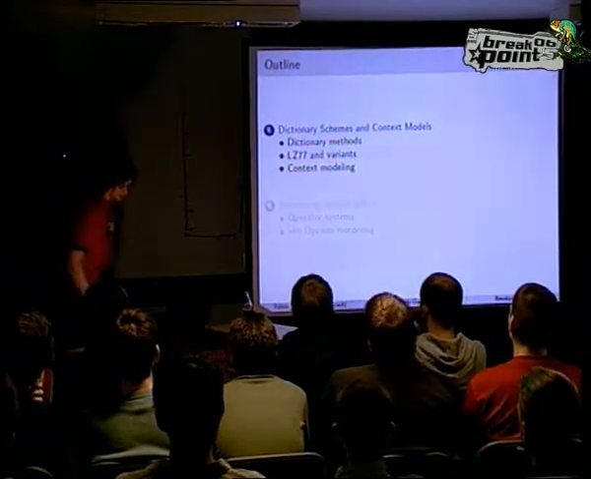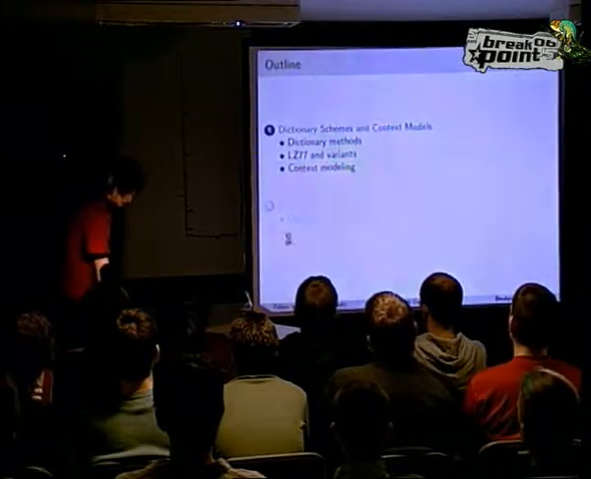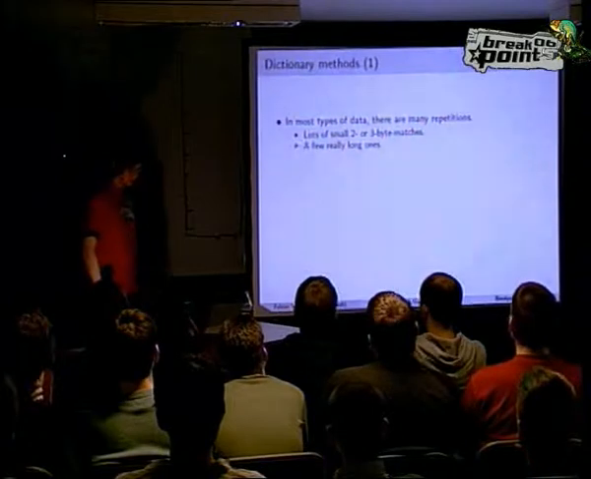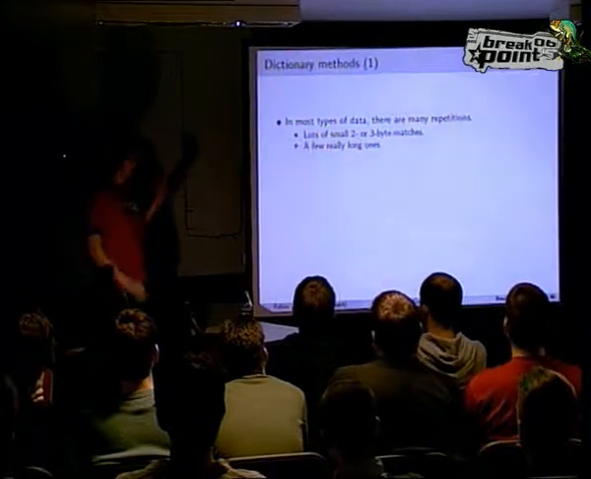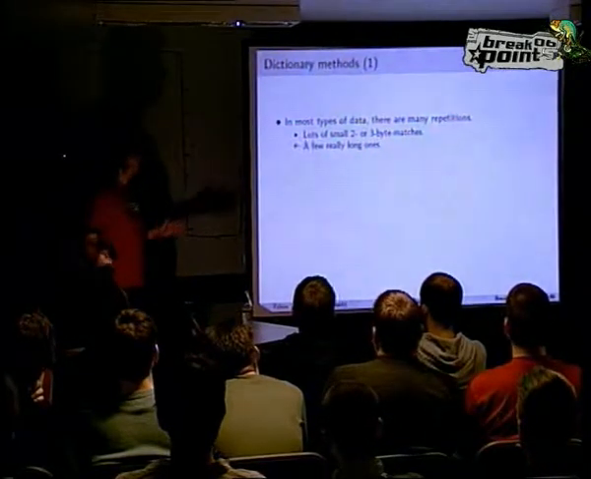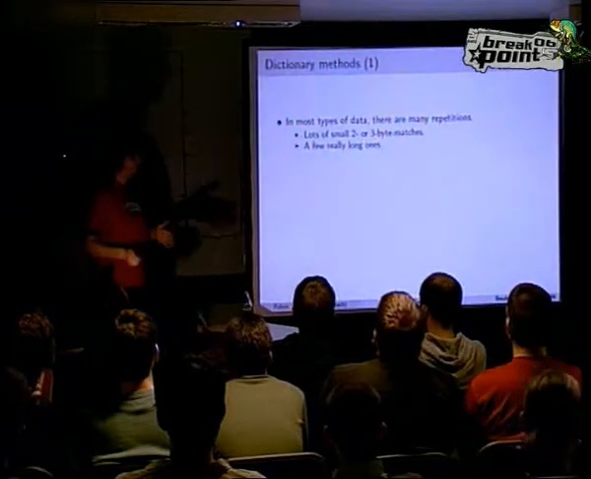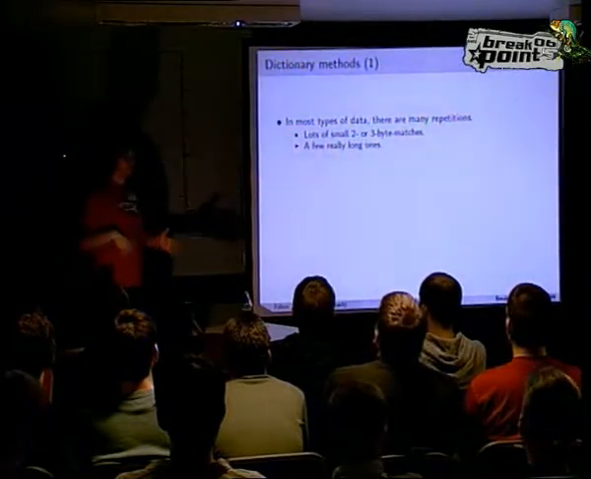Okay, so on to section 4. And more specifically, so-called dictionary methods. In most types of data, you have lots of repetitions, which are usually a really high count of small 2 or 3 byte sequences that get repeated.